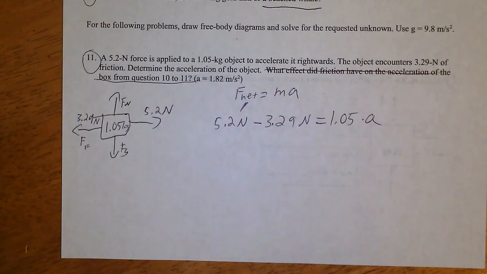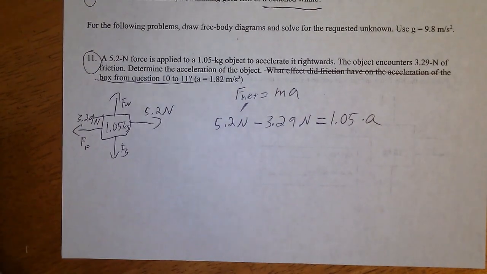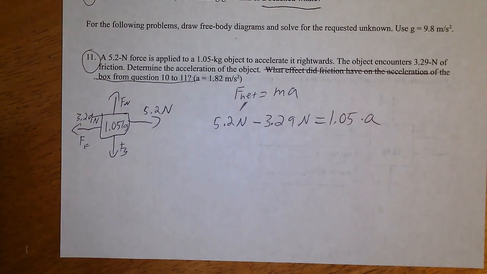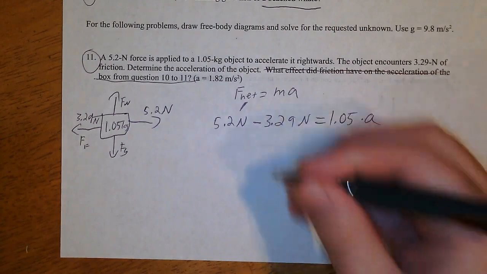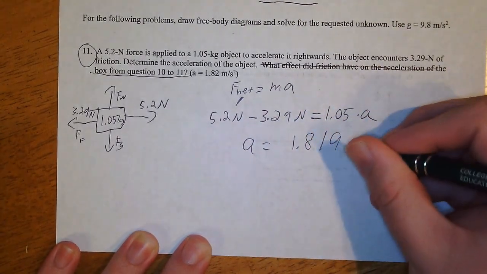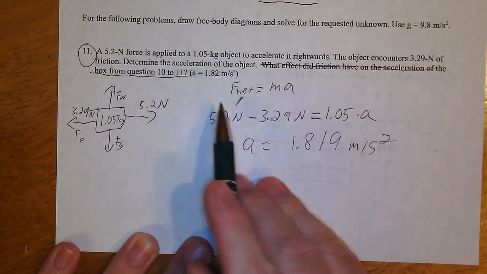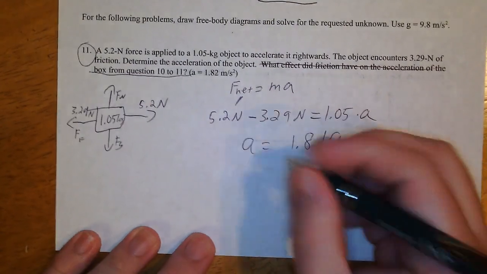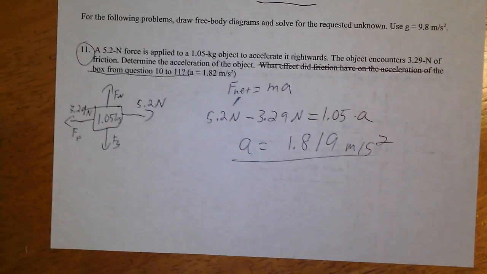So 5.2 minus 3.29, and then divide by 1.05. Let's do that here. 5.2 minus 3.29 gives us 1.91. Divide by 1.05. We get our acceleration of 1.819 meters per second squared, which is exactly what we are looking for here, rounded up slightly. So that is net force.